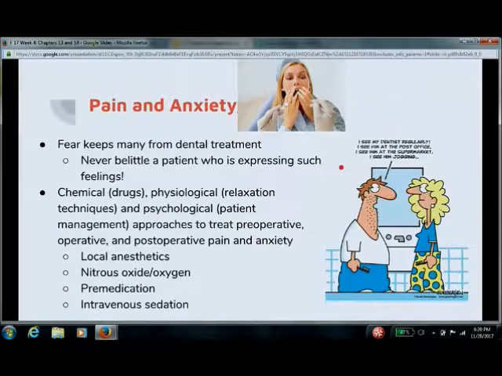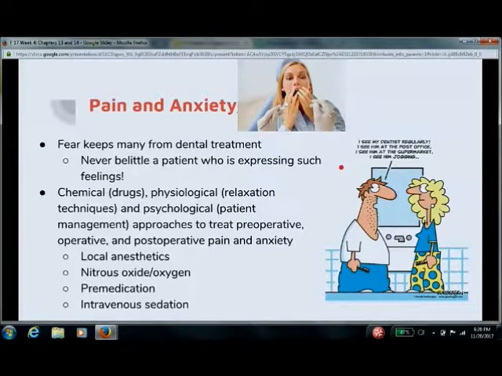So some things that we use to relax the patient can be chemical, like drugs. They can be physiological, like wearing headphones during treatment or having TV up on the ceiling, so distraction techniques. Also meditation in some offices. Psychological, so patient management, being able to talk your patient through something. All of these things can be approaches to treat pain and anxiety.